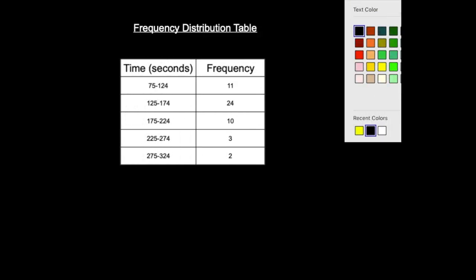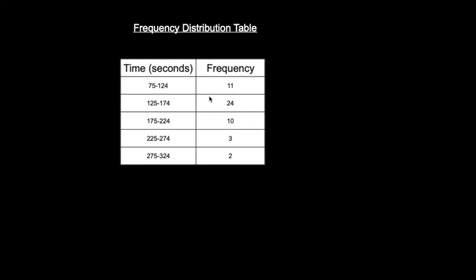Okay, so in statistics, we talk about organizing data. We talked about types of data and how to classify data, and then we talk about how to organize data. This is a table called a frequency distribution table, and this is a type of table that organizes a set of data. Now, what this table represents is McDonald's lunch drive-through service times.